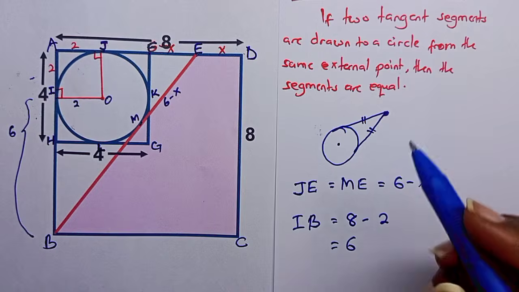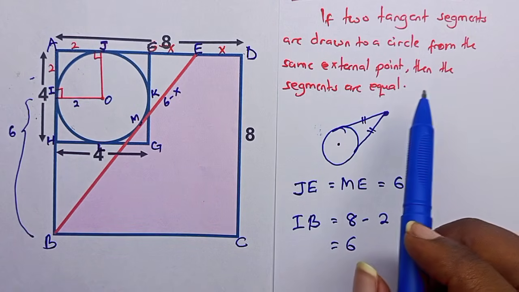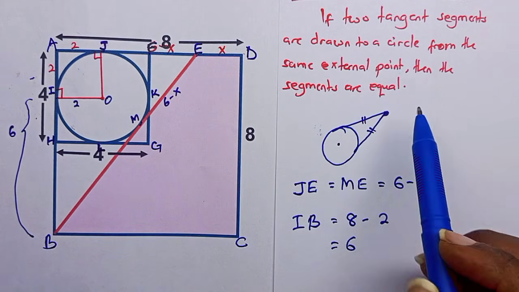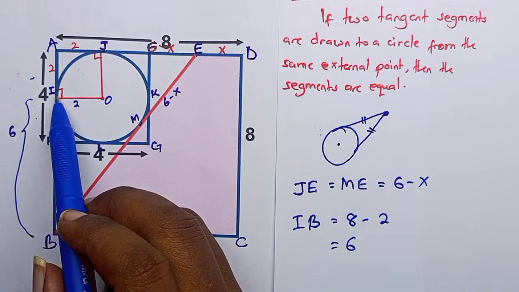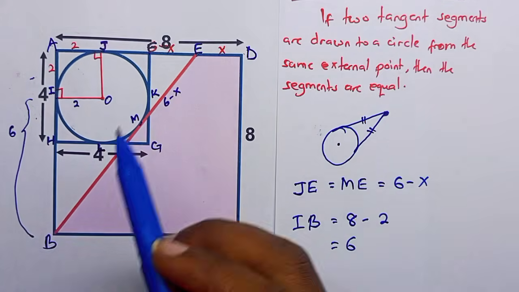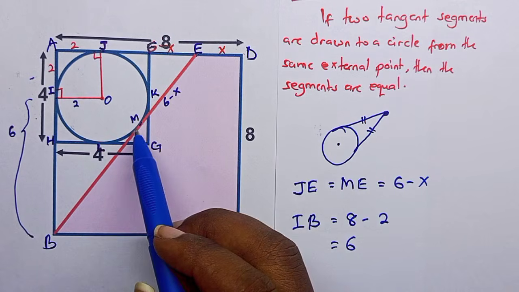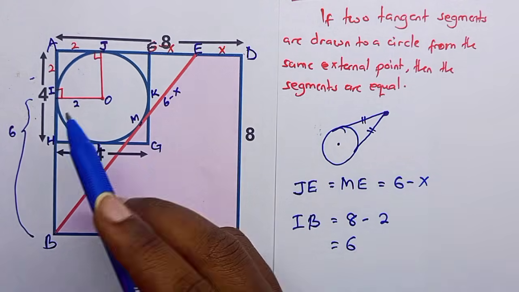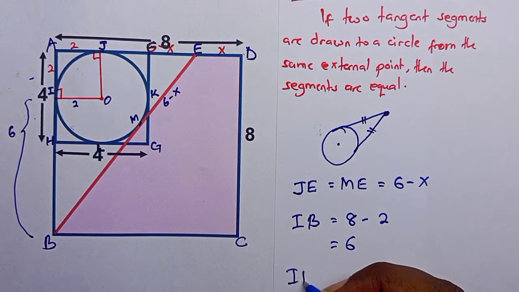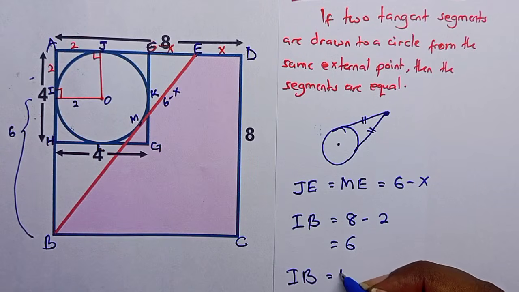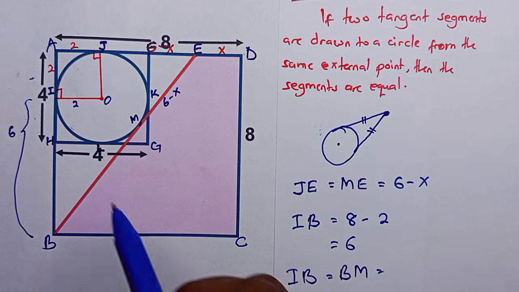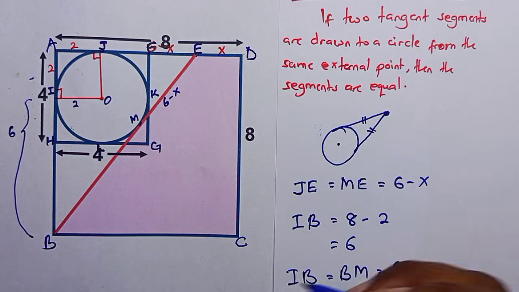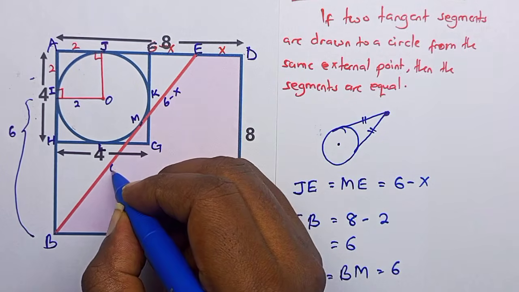Now we have seen from the two tangent theorem that if two tangent segments are drawn to a circle from the same external point, then the segments are equal. As you can see, tangent IB and tangent BM are drawn to the circle from the same point B. Therefore, IB is equal to BM. And we have seen that IB is 6. Therefore, BM is also 6.